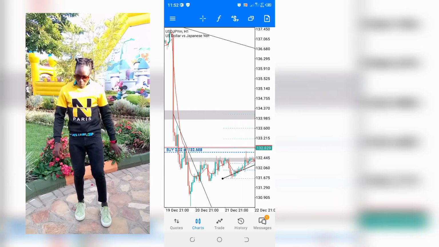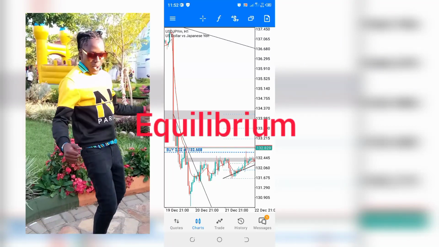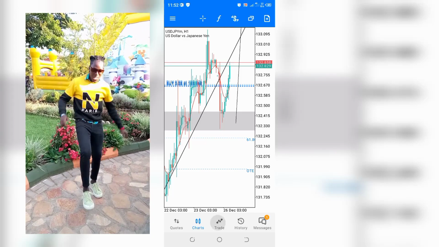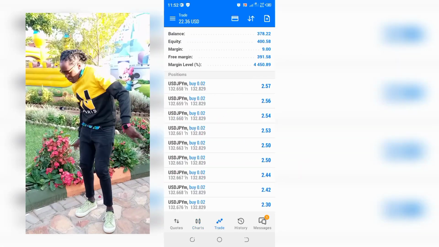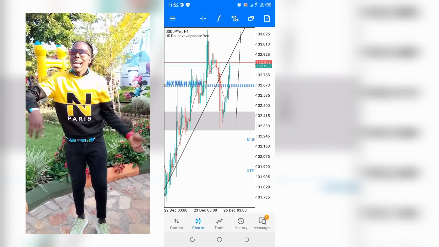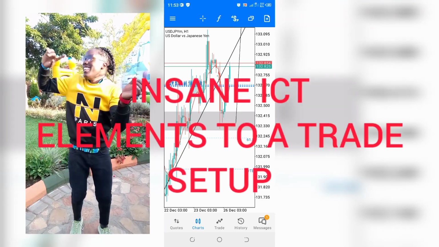The fourth and final is equilibrium. Equilibrium is what we used to take this trade here. As you can see, we are up, we are going. Look at this, perfectly well. These are ICT concepts: equilibrium.